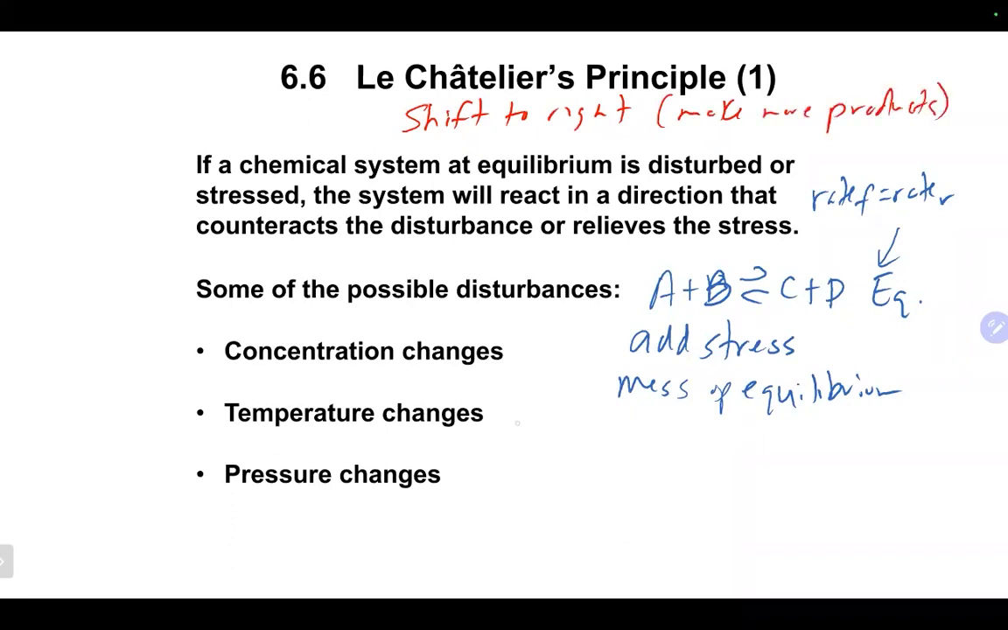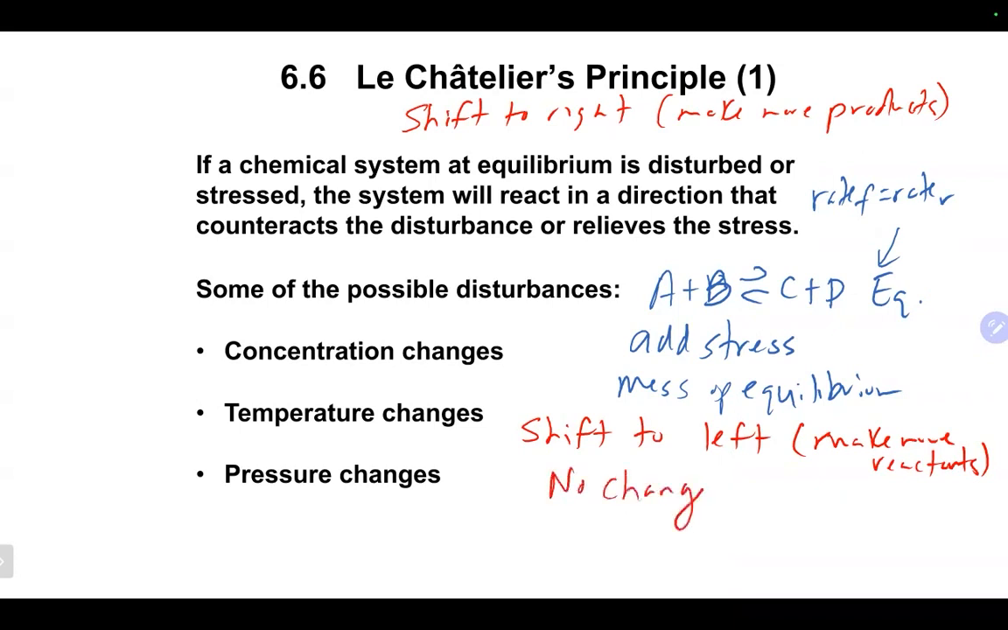It could do the opposite, which is shift to the left, which means you would need to make more reactants. And the third possibility is one where pretty much nothing is going to happen. Even though you did something to it, there's going to be no change. So those are the 3 options you have in a Le Chatelier's principle problem. It's either going to go to the right, go to the left, or there will be no change.